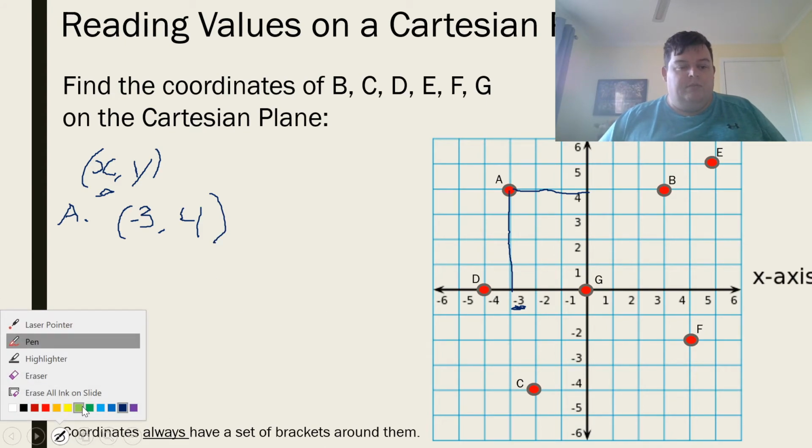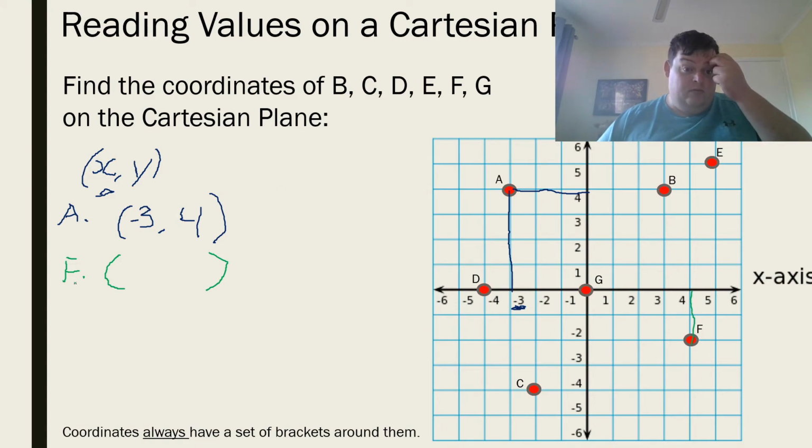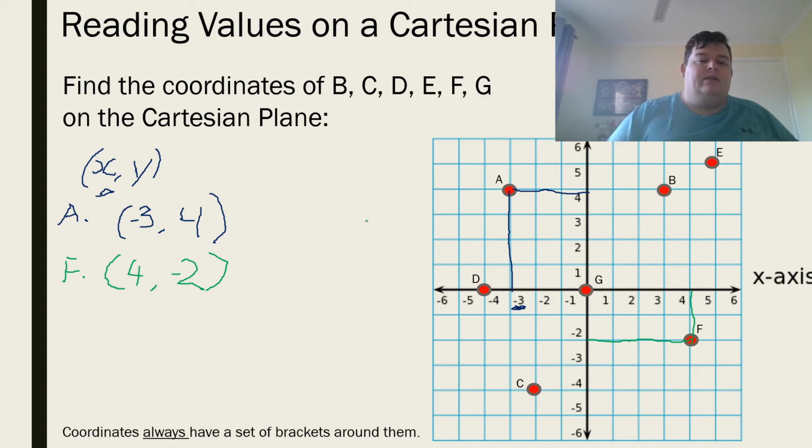I'll quickly do another one, but I think that you get the idea. Let's say I wanted to do F. Right? If the x-axis is 4, and the y-axis is -2. Right? You get the idea.